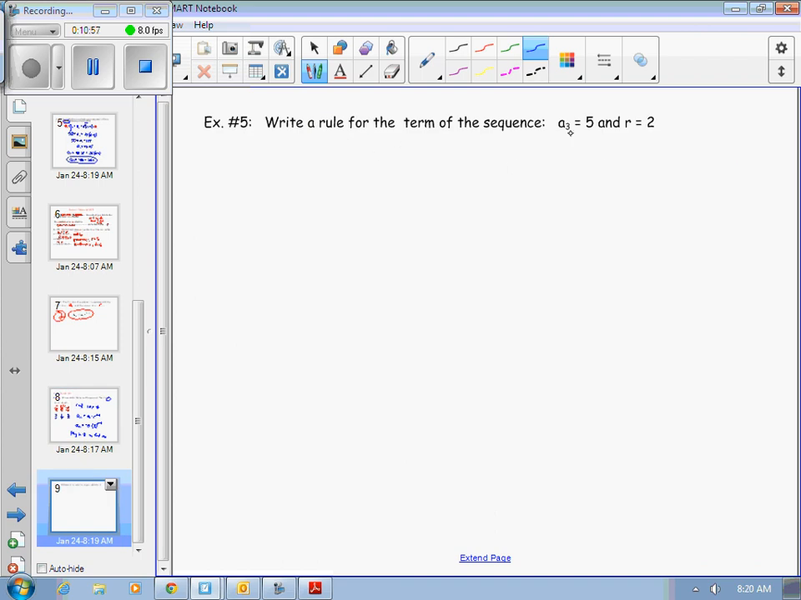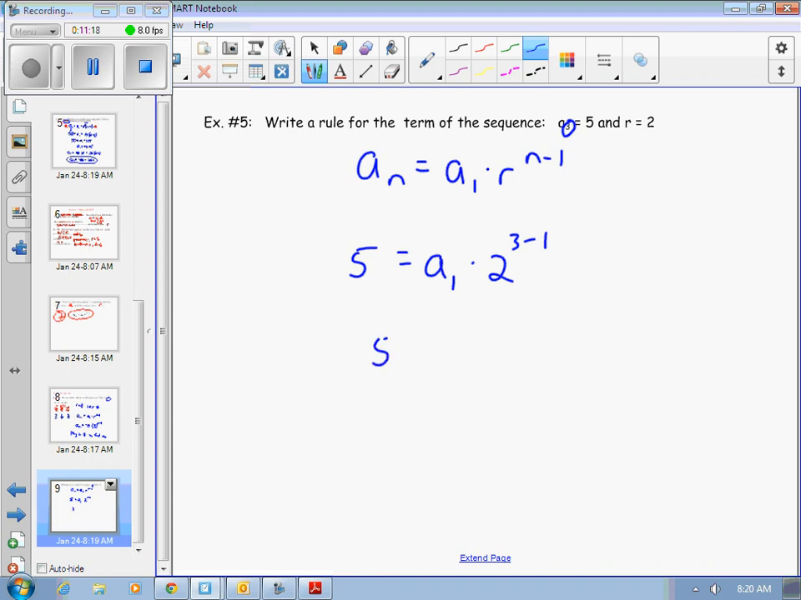Final example, a3 equals 5 and r equals 2. It's going to be basically the same thing as the arithmetic question, except with a different formula. You know the third term is 5, so we substitute 5 there. We don't know the first term. We know the ratio is 2, and we know that n is 3 because of that term. Do a little bit of quick math. A1 times 4, so A1 equals 5/4. And finally, we can write down our rule.